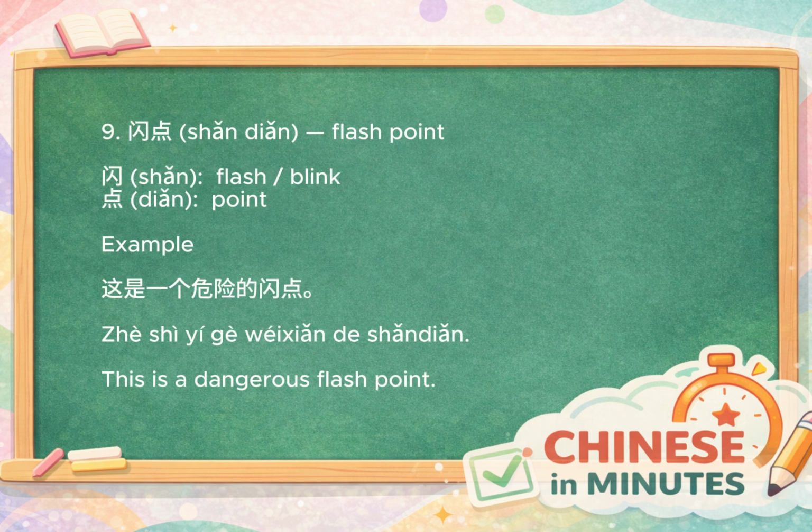The ninth word is 闪点. This means flashpoint or critical point. It is made up of 闪, meaning flash or blink, and 点, meaning point. Literally, it refers to a flashing or ignition point. In real usage, it is often used in technical or serious contexts to describe a dangerous or critical moment. For example, 这是一个危险的闪点 means this is a dangerous flashpoint.